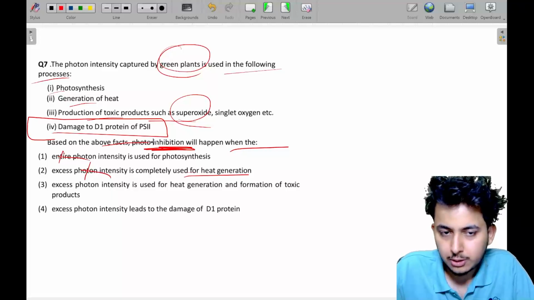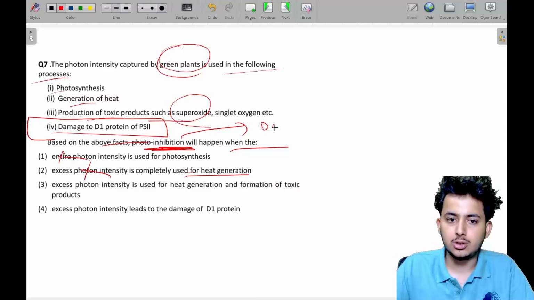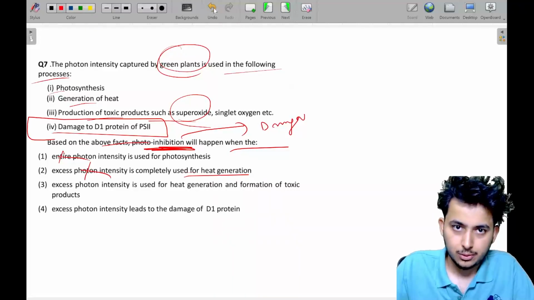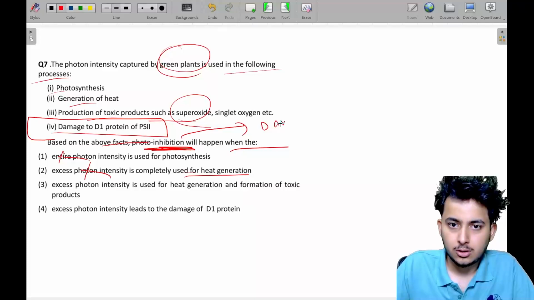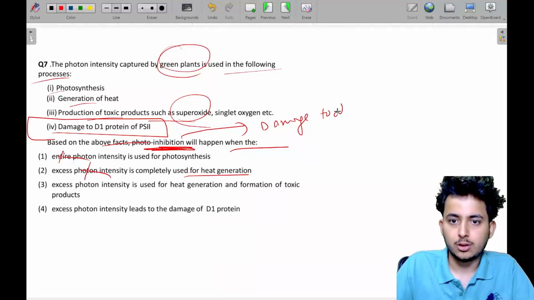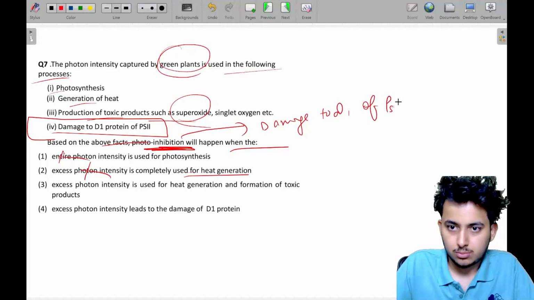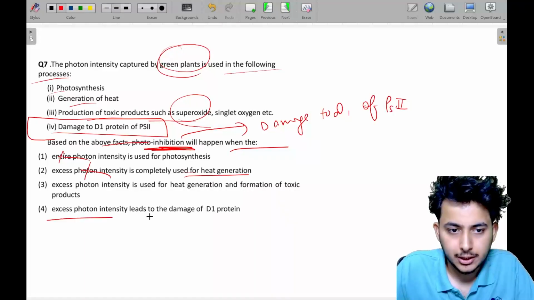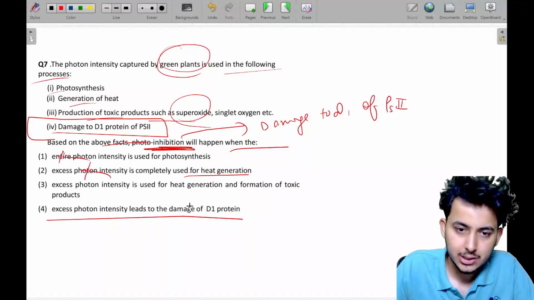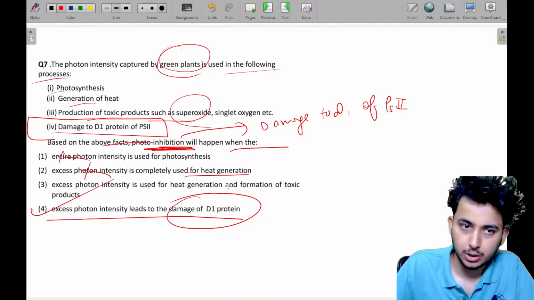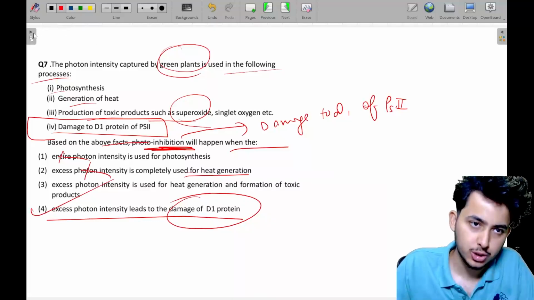Okay, photoinhibition is what? It was the damage to D1 protein of PS2. Okay, so here excess photon intensity leads to damage of D1 protein. This is the correct option.